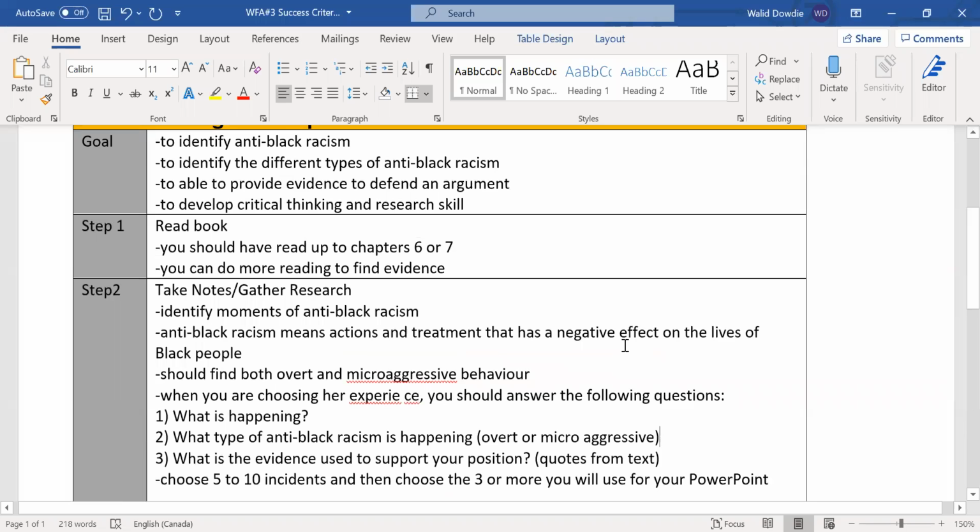So if no one's saying no, we've read enough of the book. We've identified 10 things. We've asked those questions, and those questions have led us to the idea that yes, these are the things I need. These are good points I want to use in my PowerPoint. We said you choose 5 to 10 instances in the book, but you only really use 3 or a little bit more if you want to. You've done all of that. What's the next step?